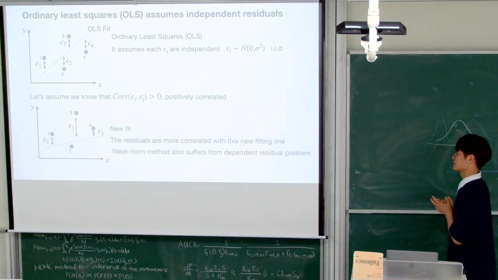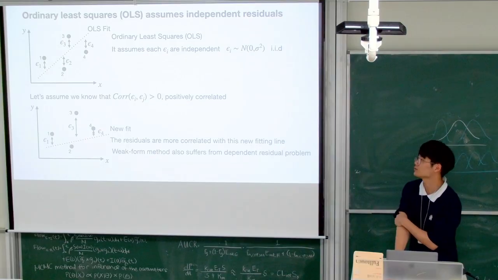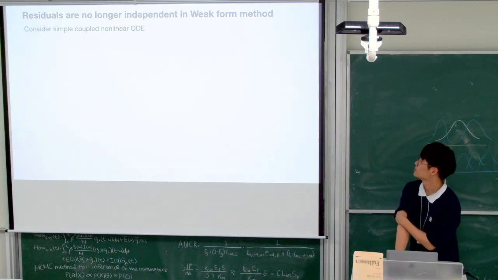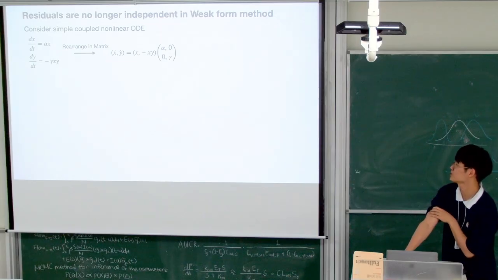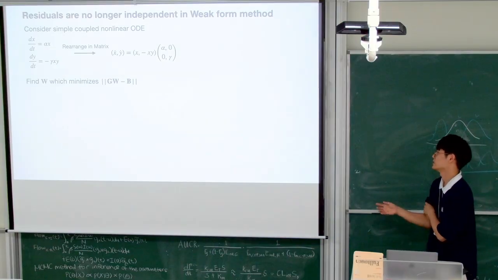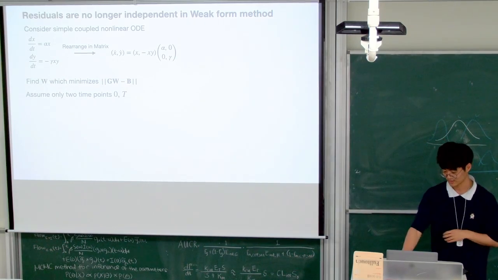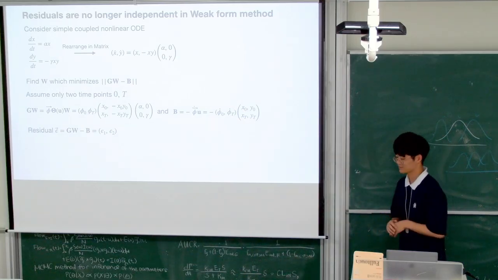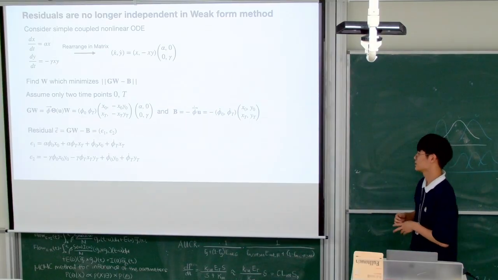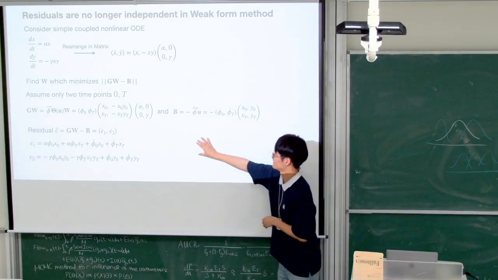So it turns out that the weak form method also suffers from the dependent residual problem. Let me demonstrate that with a really simple example. Let's consider a more simplified equation. Again, we will rearrange the matrix, and we want to minimize GW minus B. For simplicity, let's assume that we have 2 time points. The ODE matrices and B are not really important. We will just calculate the residuals, and with this expression we have a somewhat complicated expression. Let's look at it.